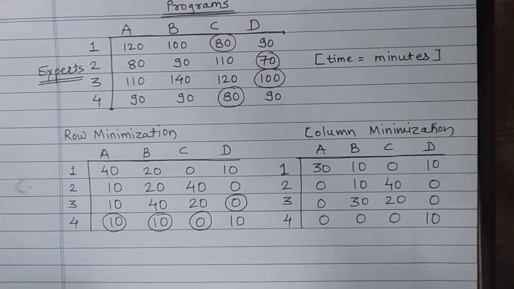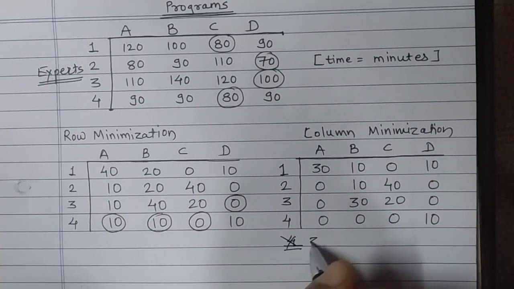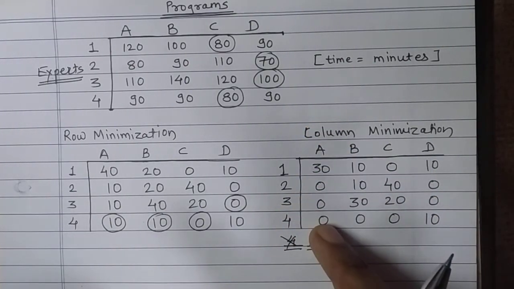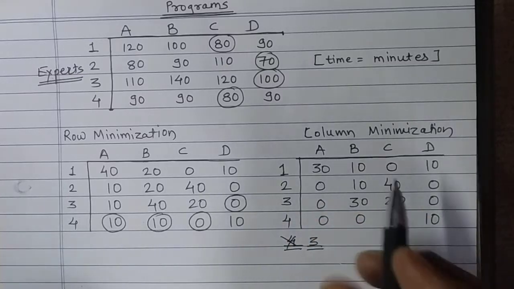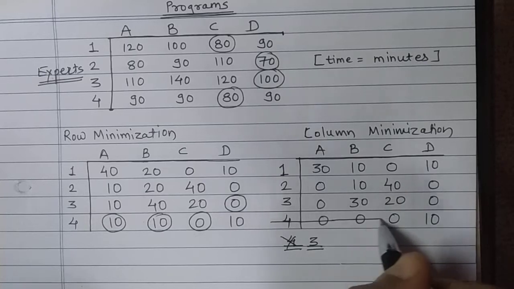Now what is the next step? The next step is you have to cover 4 zeros. Can you see 4 zeros in a row or column? No. So reduce this count by 1. So search for 3 zeros. Can you see 3 zeros? Yes. In the first column there are 3 zeros. In the last row also there are 3 zeros. So I will draw a horizontal line covering these 3 zeros.